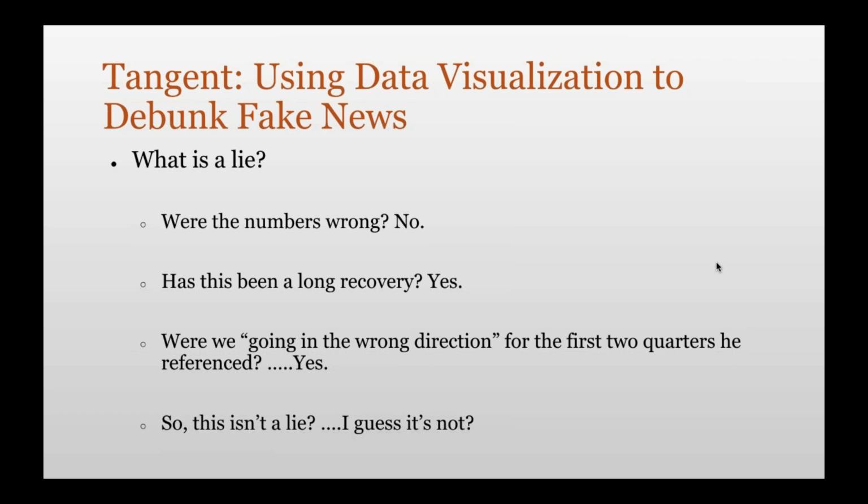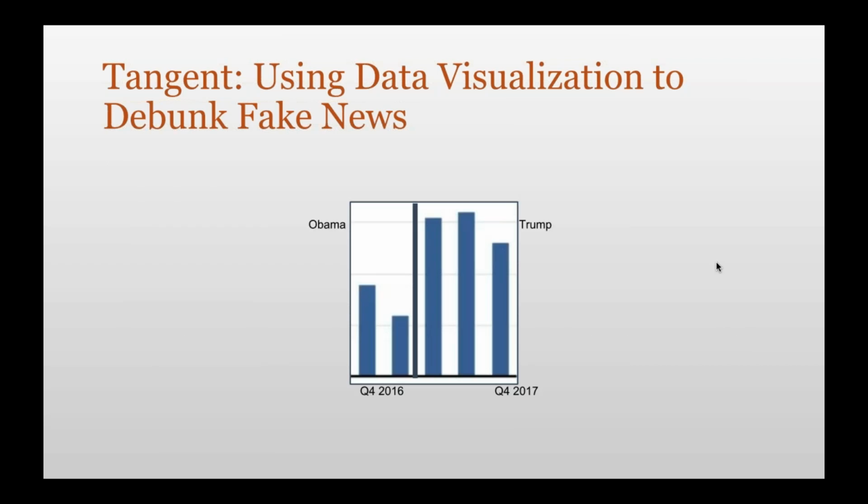I definitely don't mean this in a post-truth sort of way, but you need to think about what specifically you're asking. If you're trying to analyze what you're hearing on the news, you could ask, are the numbers wrong? In this case, they're not. Has this been a long recovery? It still is. It's the second longest so far, and it's on track to be the longest. Were we going in the wrong direction for the first two quarters he referenced? We were. If you look at the visualization, that's not the direction we want to be going in. So he was factually correct when he's talking about those quarters.